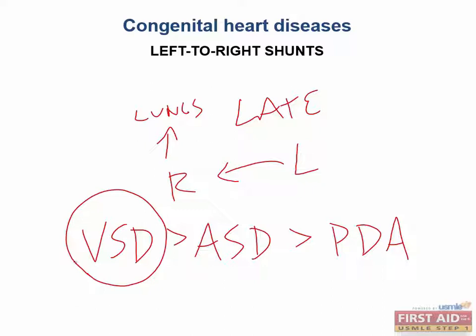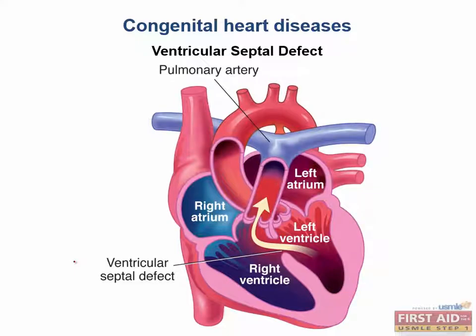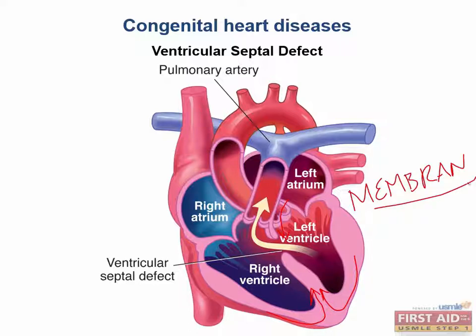All right, now let's talk a little bit more about those. Ventricular septal defect. Remember, there is an interventricular muscular and an interventricular membranous septum. The muscular septum develops from the growth of the myocardium, and the membranous septum grows down from the endocardial cushion. Most of the VSDs are associated with failure of the membranous septum to develop.